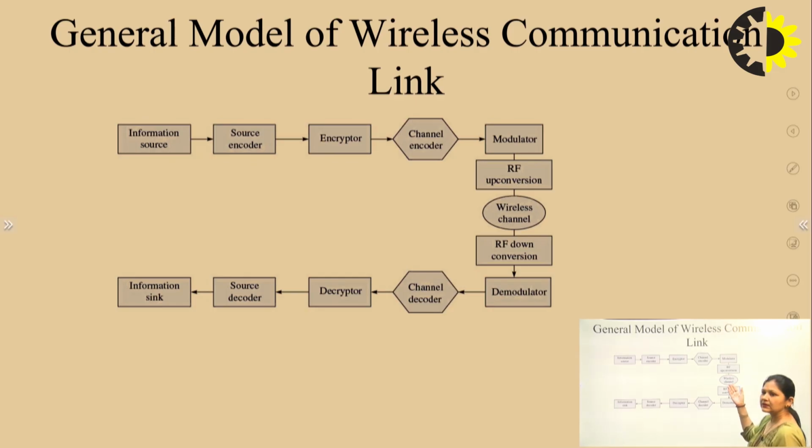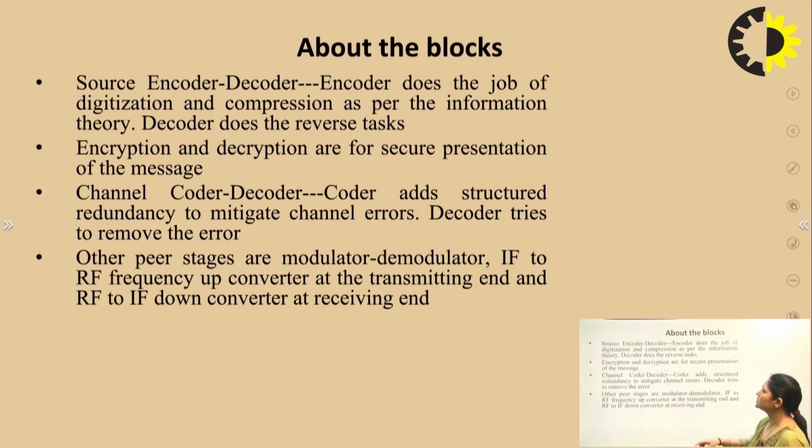The wireless channel is there. There is no wired link between the transmitter and receiver. The channel is wireless. Then we have RF down conversion. As the transmission took place at the higher frequency, at the receiver we have to use RF down conversion. Then demodulate the signal, and do the reverse of all the things that have been done at the transmission end, and ultimately we will get the information. So this is the basic block diagram of a wireless communication system.